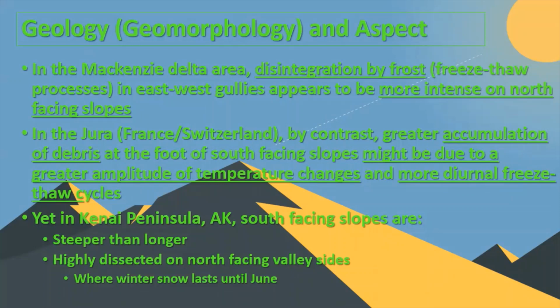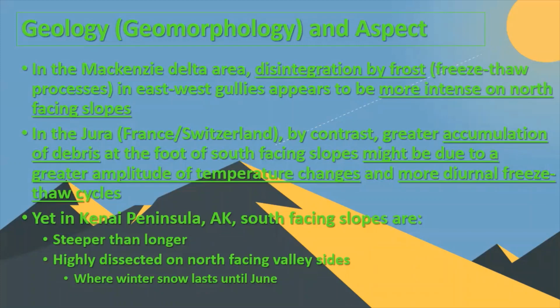And what they're reporting is the processes of freeze-thaw, which break down soils and so forth, and rock too, are more intense on the north side because there's more cycles of that going on. In the Jura mountains, those would be in the border of France and Switzerland.